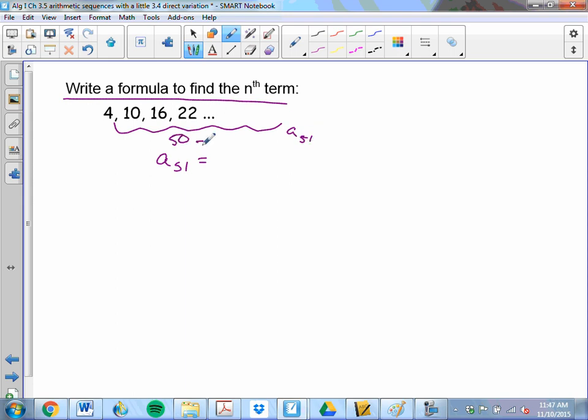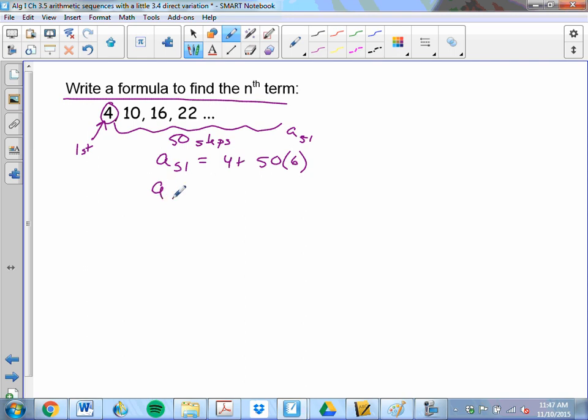To get, for example, the 51st term, I'm going to have to take 50 steps, because I'm already at the first term. I'm starting at the first term. I'm going to take 50 steps, and each of those steps has a distance of 6. And I know I'm starting from 4, so it's 4 plus 50 times 6. That's how I find the 51st term.